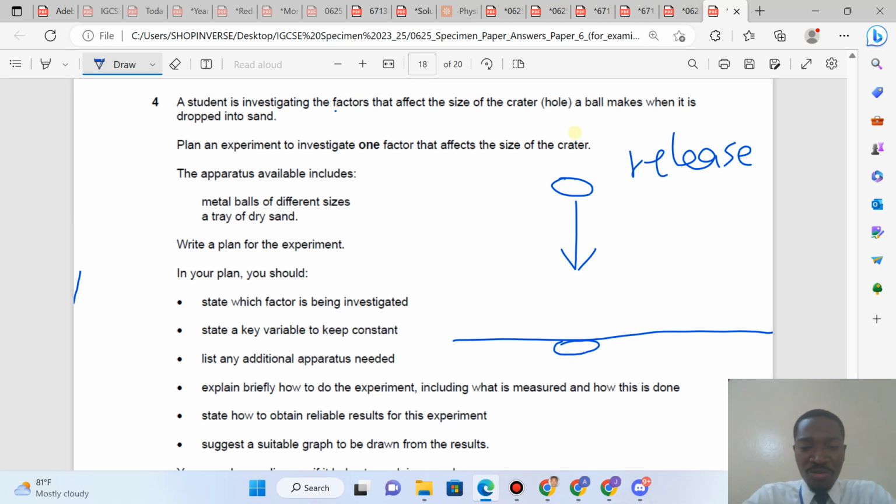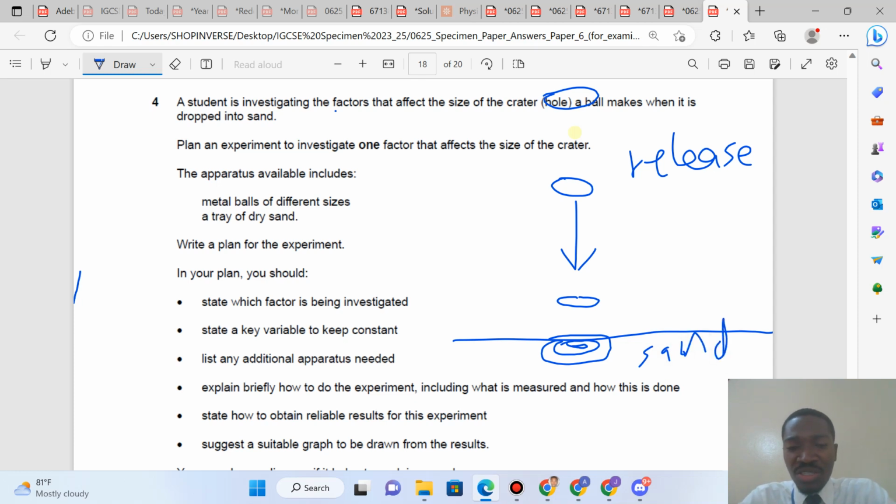If you release the ball from a higher height, that you raise it higher, and it falls through a higher altitude, once it lands on the ground, it will create a bigger hole. And if you are releasing it from a shorter distance, like from here, then it will create a small hole. That is what happens when objects fall into sand. Take note that it is falling into the sand.